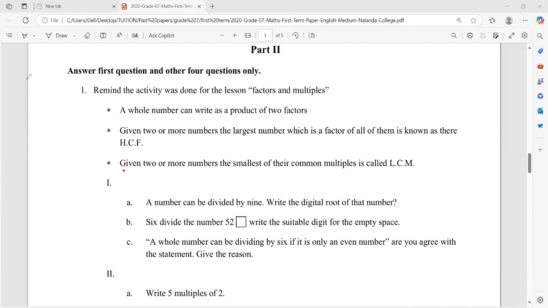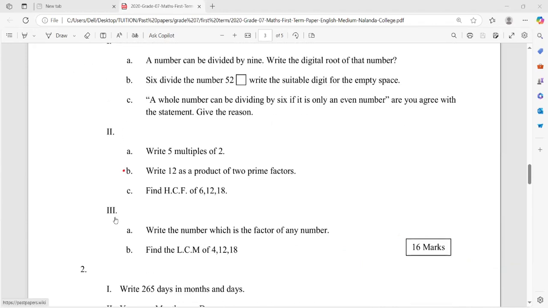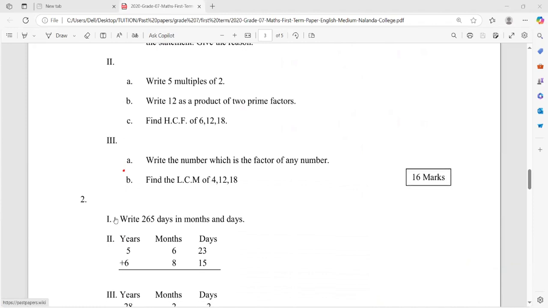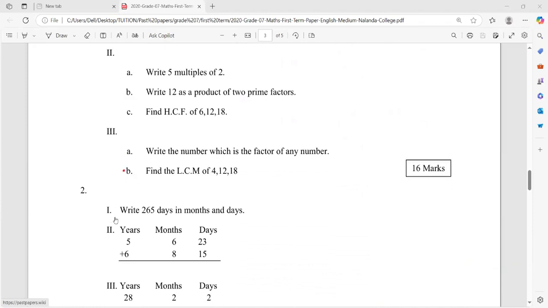Okay, and let's go to part 2 of the question. Write 5 multiples of 2. So, multiples of 2. 2 into 1 is 2. 2 into 2 is 4. 2 into 3 is 6. 2 into 4 is 8. 2 into 5 is 10. Here you have 5 multiples of 2.